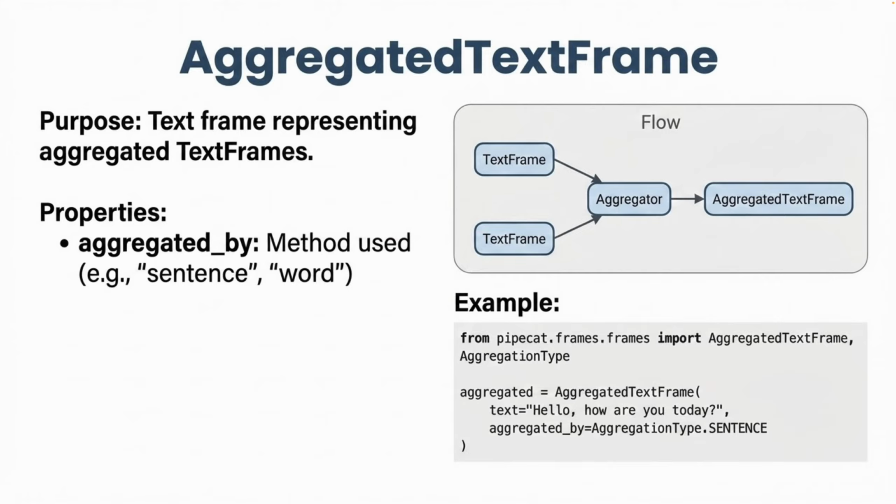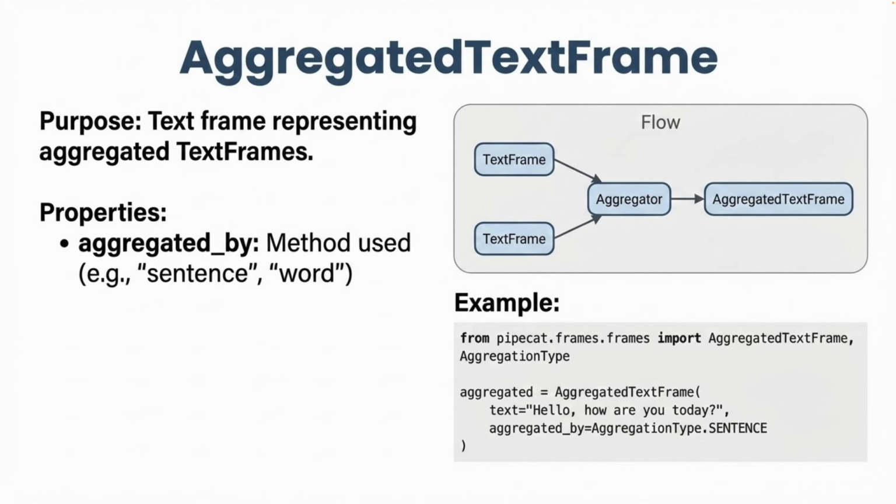So we have different kinds of processors. Aggregator is one type of processor where we aggregate the text by sentence and words, and we create this aggregated text frame. So this would be like a full sentence: hello, how are you doing today, something like that. So this is the aggregated text frame example we imported, and this is the full text, and this is aggregated by sentence. So yeah, this is aggregated text frame, and it improves the TTS quality and latency because it is converting many small text chunks into a coherent unit.